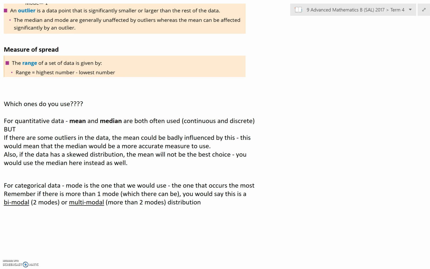Remember, there's more than one. And the terms to label this is if there's two modes, you've got bimodal data, and if you've got more than two modes, you've got what's called a multimodal distribution. So that's just a bit of a reminder about some terms and things like that. Hopefully that helps you with what you need to do.